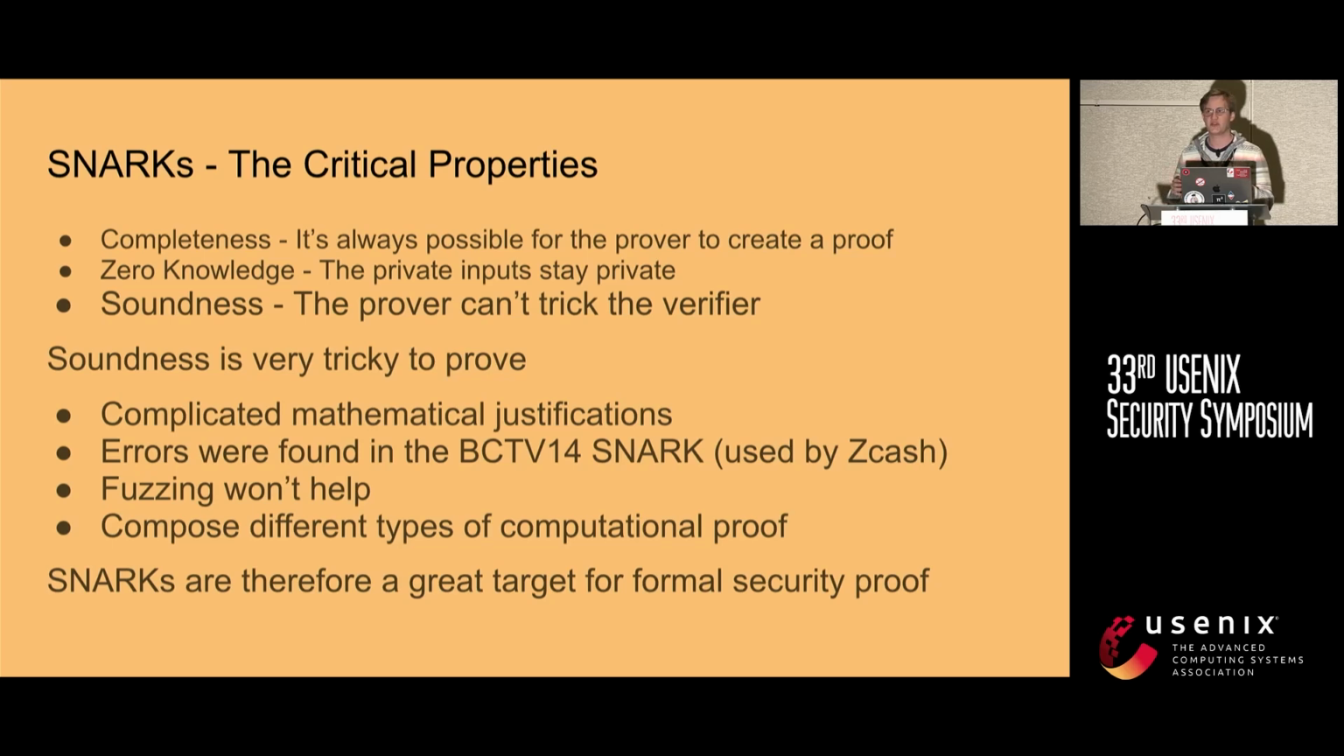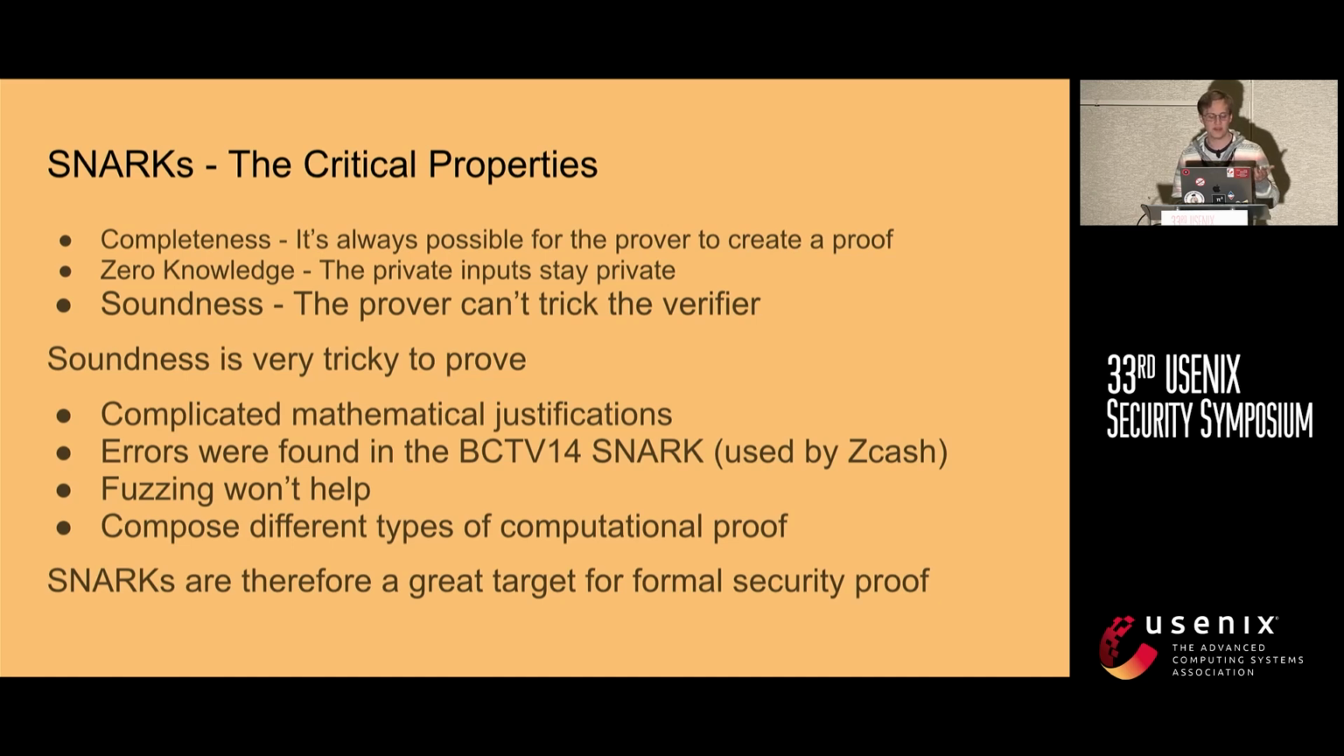Or put slightly differently, there should not be any adversarial prover that can come up with a proof which is faulty, but will nevertheless be accepted by the verifier. And soundness is a very tricky property, really the trickiest of the three properties to prove, I would say, for a few reasons. There are complicated mathematical justifications for the soundness, as we'll see.